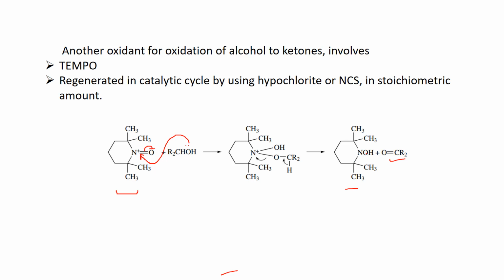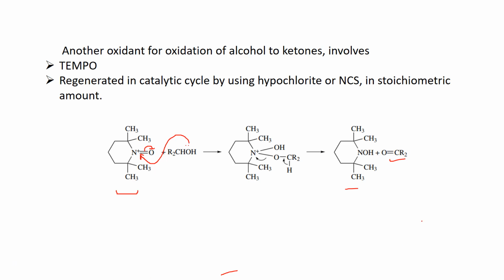Now as TEMPO is a bit costly, and after the reaction TEMPO is getting reduced, you have to use an excess amount of TEMPO for the reaction. For one molecule of reaction, one molecule of TEMPO is gone. So if you are using, suppose, 1 mole of substrate, you need at least 1 mole of TEMPO to oxidize it. That is huge for industrial purposes.